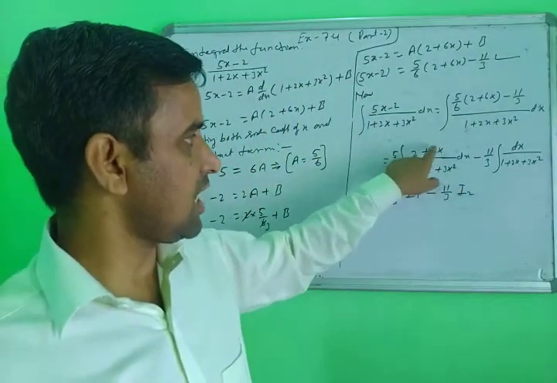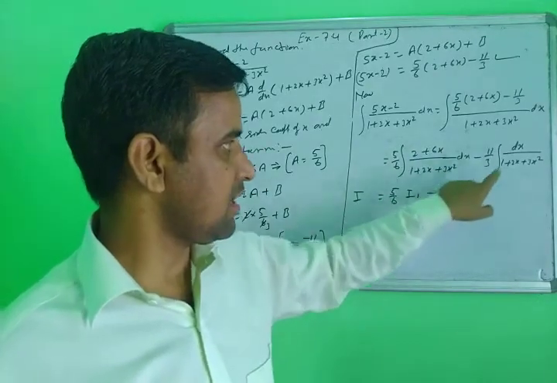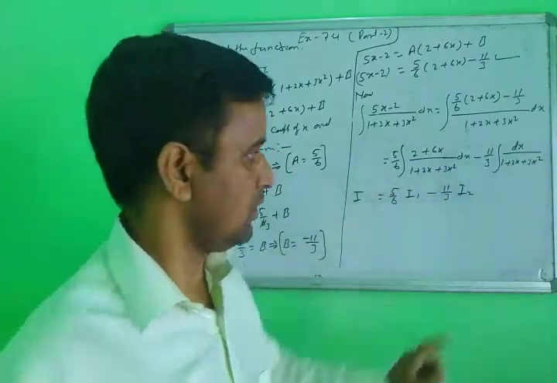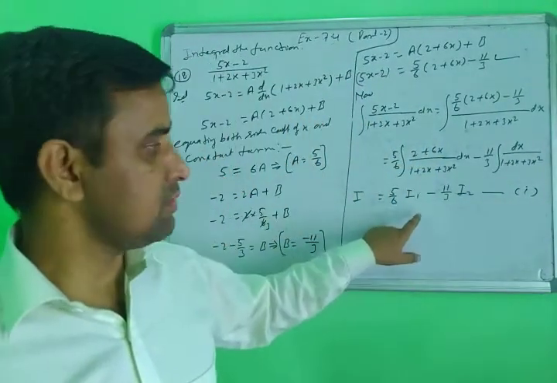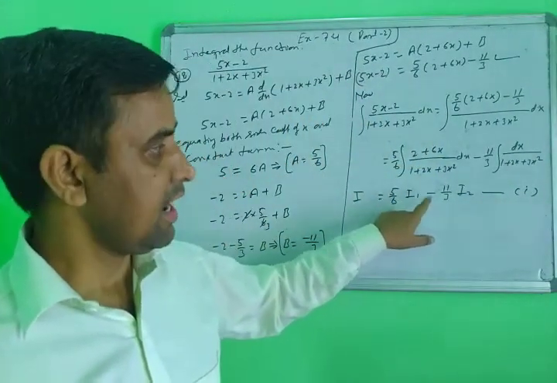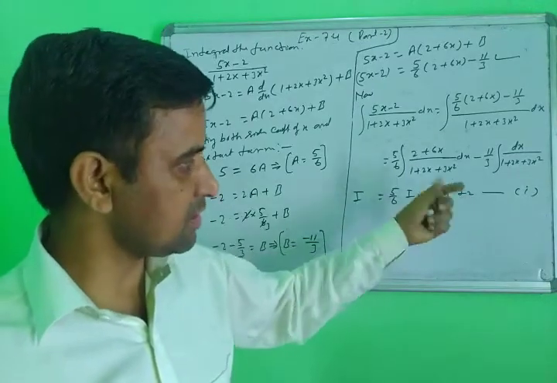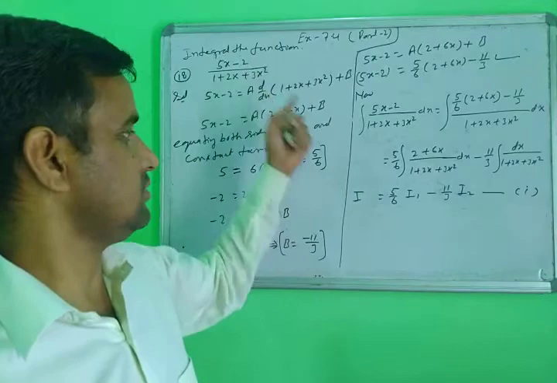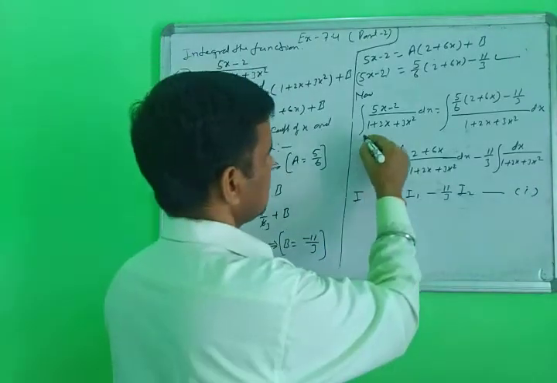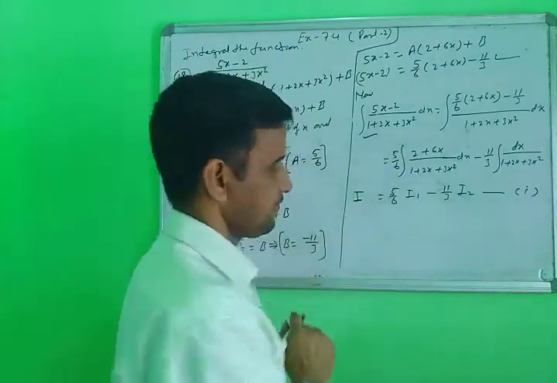This function is called I1, and 11 upon 3 same here, and this function is called I2. This is equation first. So you will solve I1 separately, I2 separately, then put the values here and calculate, and then find the value of the integration of this portion I.